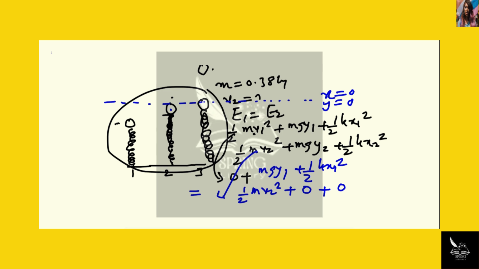If you solve this equation and rearrange, we get V2 equals the square root of kx1 squared plus 2mgy1, divided by m. You just plug in the values in this equation, and you'll get the answer of 7.47 meters per second. Which means the velocity at this point is 7.47 meters per second.